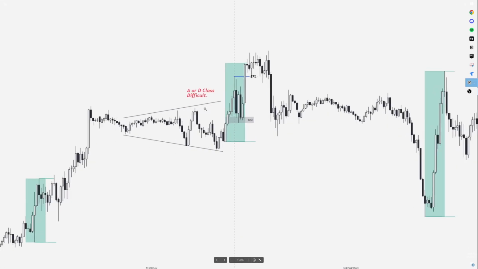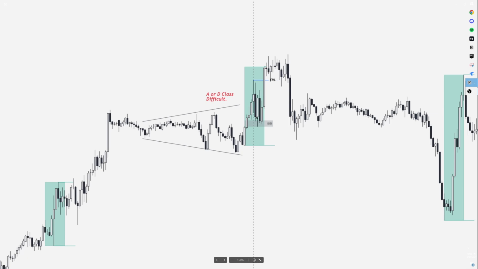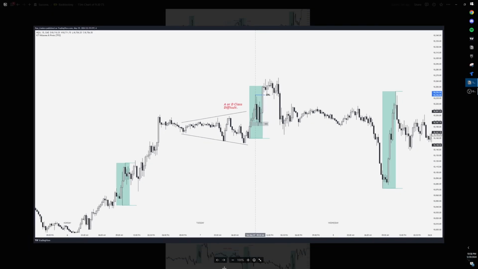Here you have another broadening formation. So seek and destroy. You could see this as either an A or a D class. I would count this more as a D class, to be honest. Judas swing ending at 10 o'clock and then expanding up into time. But more difficult too there.